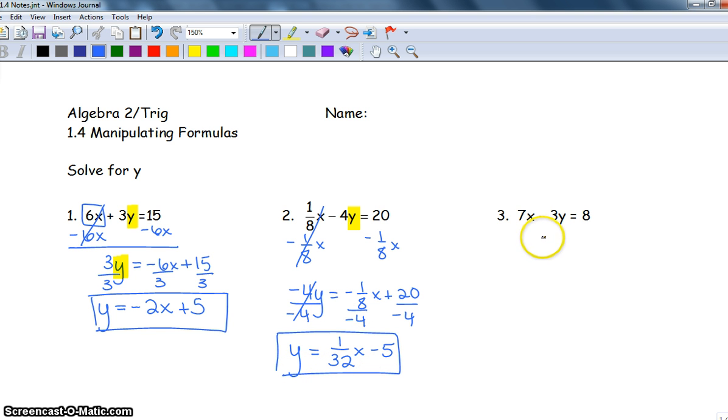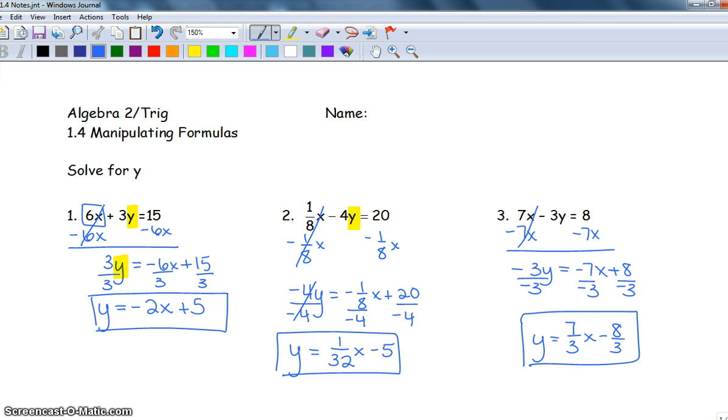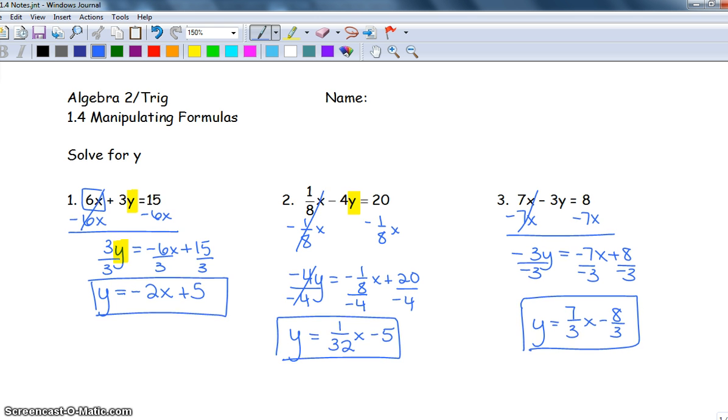Alright, for our third one, hopefully you're getting used to this by now, what you want to do is press pause, and I want you to try number 3 on your own, and I want you to isolate y. Once you've got your answer, press play again and see if you're correct. Alright, so the first thing I did was move the 7x over by subtracting it from both sides and then dividing each of my terms by negative 3.